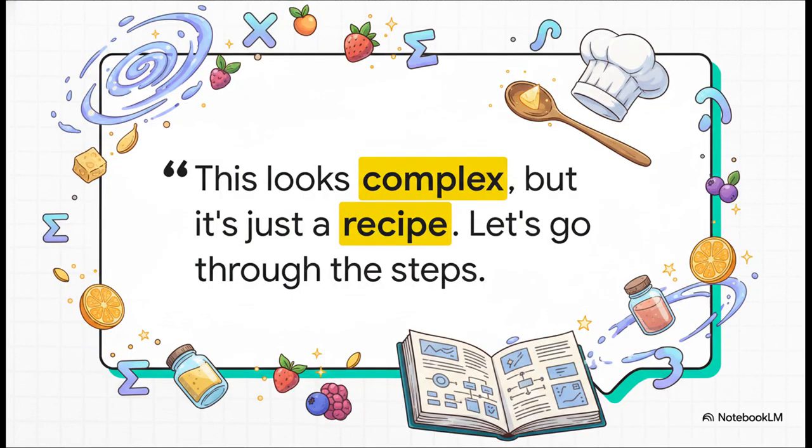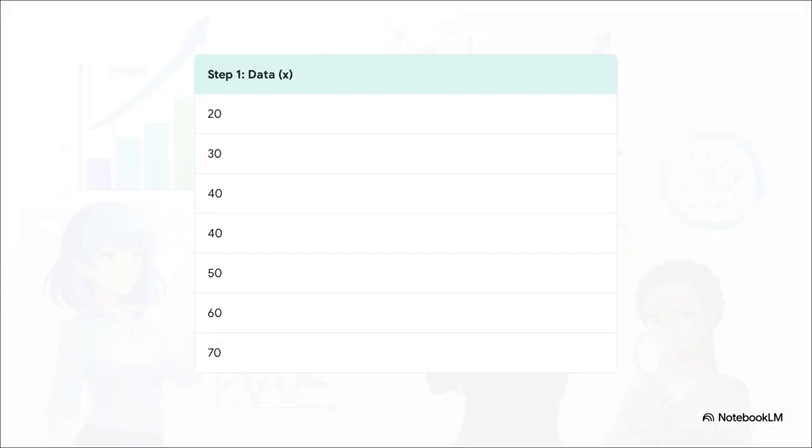Okay, I know what you're thinking. You see a formula like this and your brain just wants to shut down. I get it, but trust me, think of it less like a scary math problem and more like a recipe with just a few simple steps. I'm going to walk you through each piece and you'll see it's totally manageable. So step 1 in our recipe, we just lay out our ingredients. This first column, X, that's just our original list of 7 test scores. Easy, right? Let's keep going.